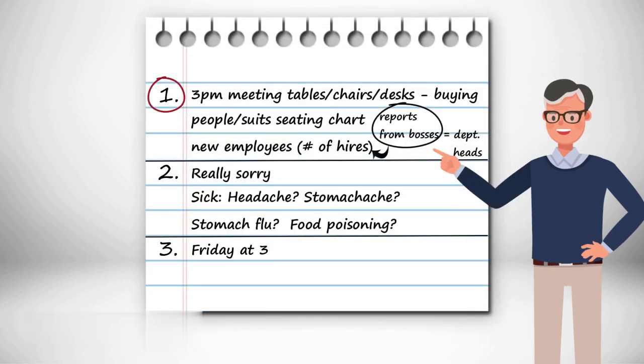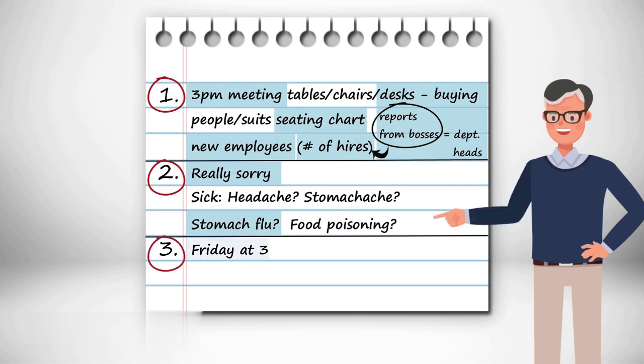Looking at number 1, I'll say the meeting was scheduled for 3 p.m. and it's about a seating chart for new employees, as well as buying new desks. I'll also mention the report about numbers of new hires from the department heads. In number 2, I'll say I'm really sorry, and I'll go with stomach flu to explain why I can't attend the meeting. For number 3, well, I've got the new meeting time, so I'm all set.